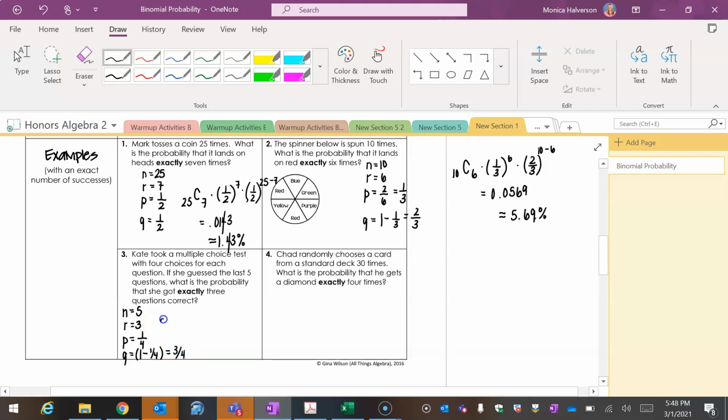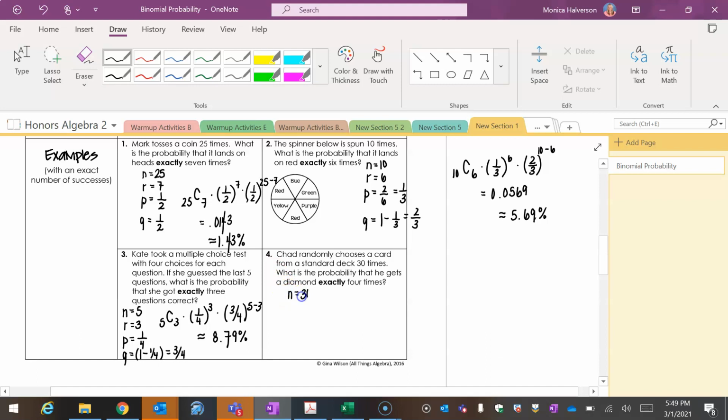So in this one, we're going to have 5 combo 3 times 1/4 to the 3 times 3/4 to the 5 minus 3. And we'd plug that in, and we'd get an answer of 8.79%.